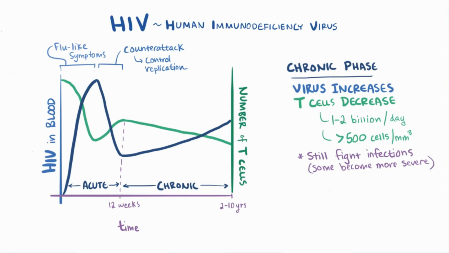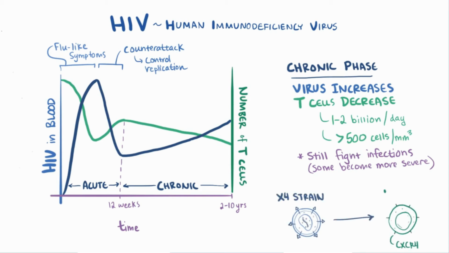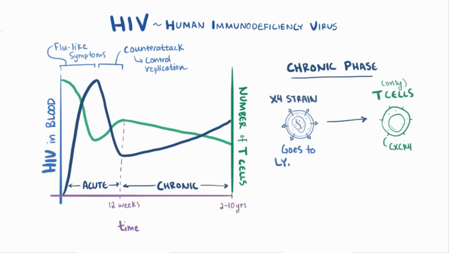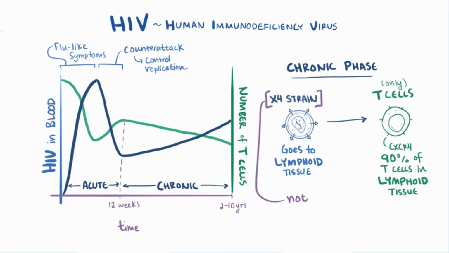Well, during the chronic phase of HIV infection, it's worth pointing out that some patients develop an X4 strain of HIV which targets the CXCR4 co-receptor. This X4 strain kind of lays low in the lymphoid tissues and steadily destroys CD4 T cells, since about 90% of T cells are found in lymphoid tissue. Not all patients develop the X4 strain, though, so it's not completely clear what the presence of the strain implies about the disease course.